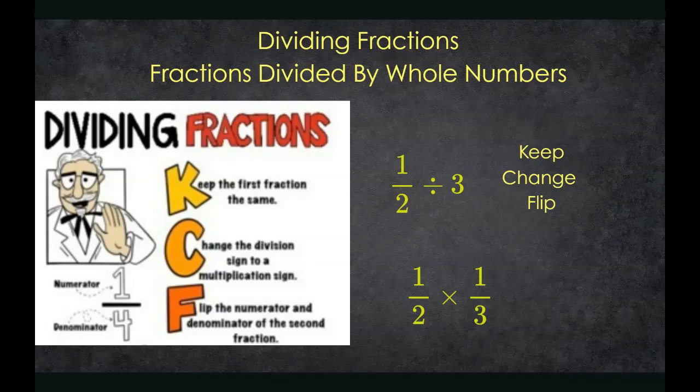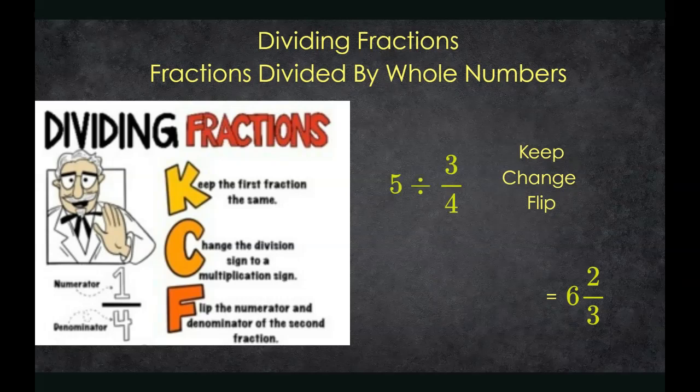So 1/2 times 1/3. We are going to multiply straight across, numerators times numerators, denominators times denominators. That is going to give us a total of 1/6. And we do not need to simplify because it's already in simplest form. All right, let's take a look at one final example together.